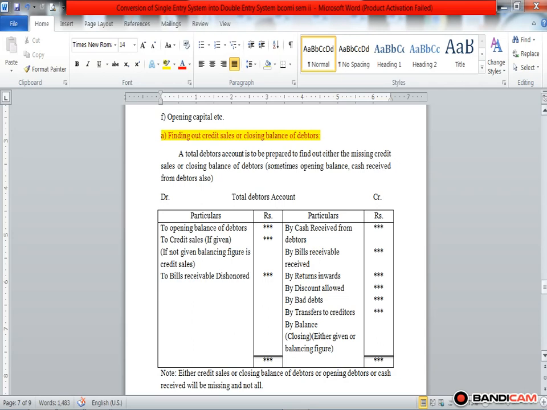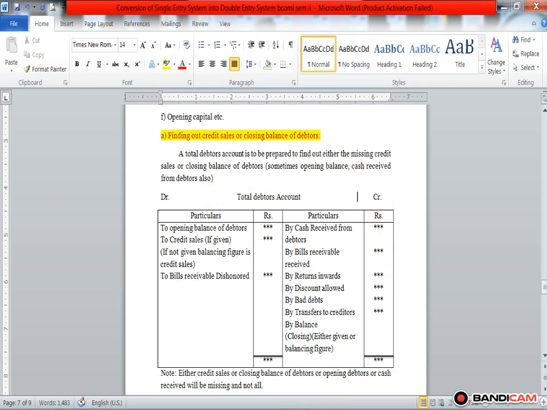So here we write that the note given is: either credit sales, or closing balance of debtors, or opening debtors, or cash received will be missing. Only one item or one balance is missing, and only that item or balance is found by preparing the total debtors account. All information is not missing.